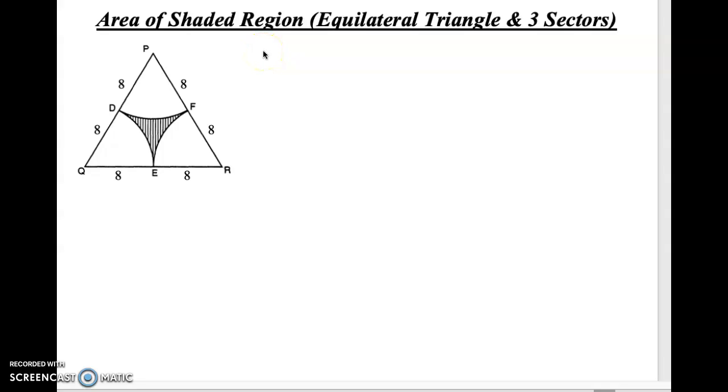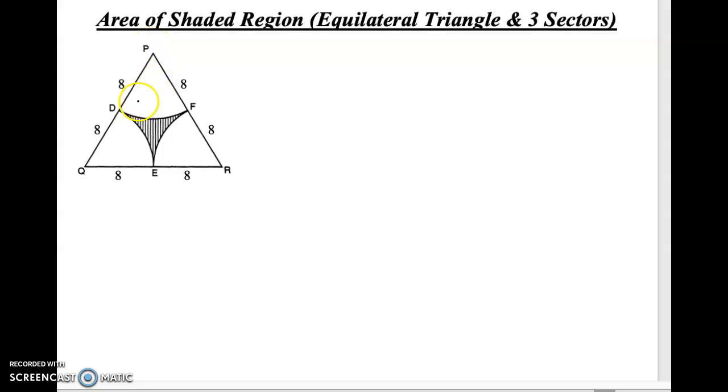Hi students, Mr. Metelsky here, and this video will focus on finding the area of the shaded region in this picture. And the most important thing when you're trying to formulate a plan is to understand really what the picture is made up of. So if you look at this picture, triangle PQR, it is an equilateral triangle because all sides equal 16 units.